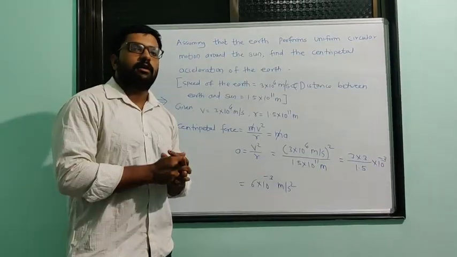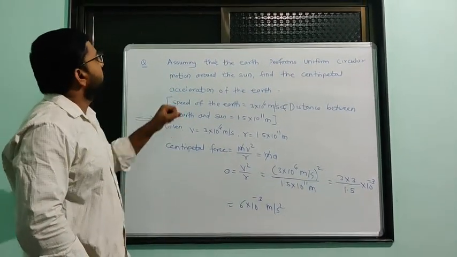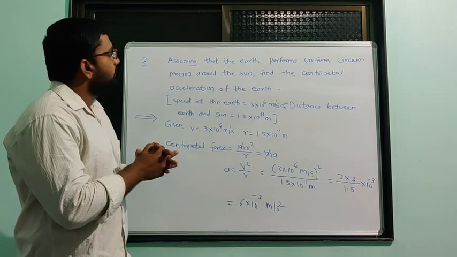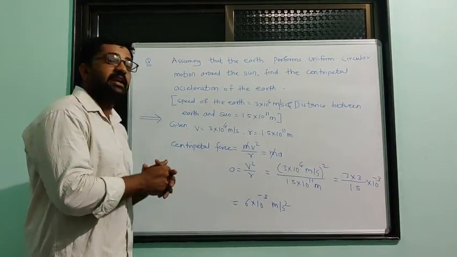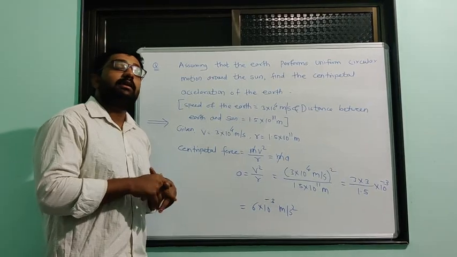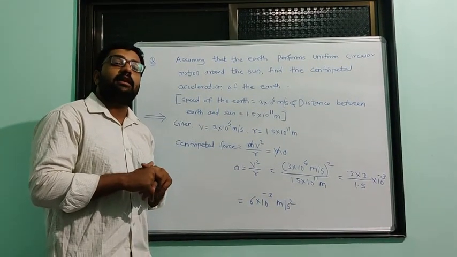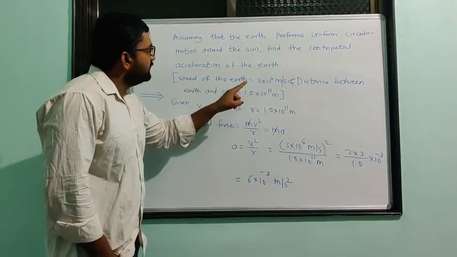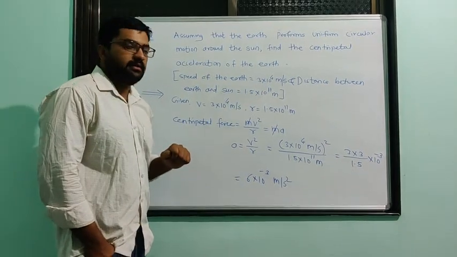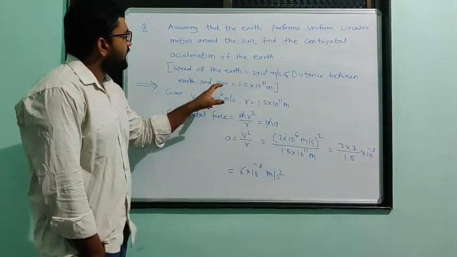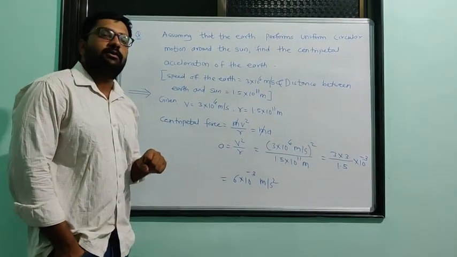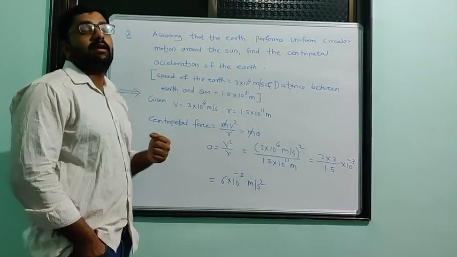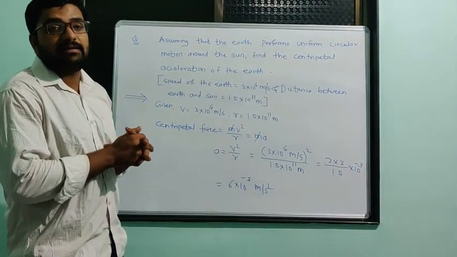Next problem: assuming that the earth performs uniform circular motion around the sun, find the centripetal acceleration of the earth. What we have to calculate is the centripetal acceleration of the earth. Given is the speed of the earth, 3 into 10 raised to 4 meter per second, and the distance between earth and sun, 1.5 into 10 raised to 11 meter. These are the two given values, and by using them we have to calculate the centripetal acceleration of the earth.